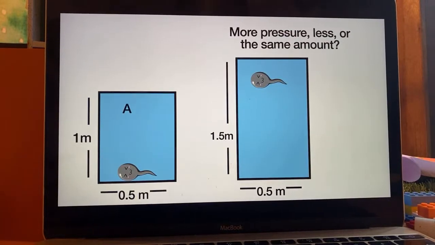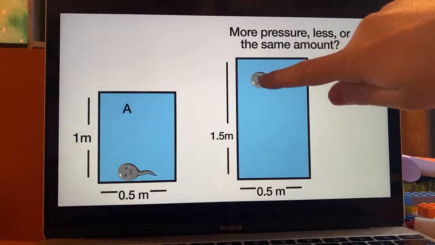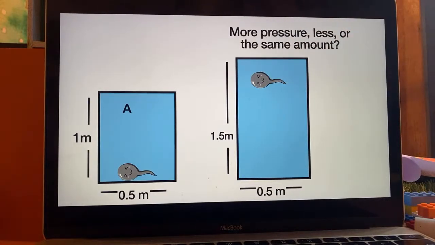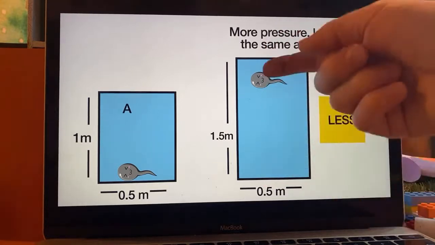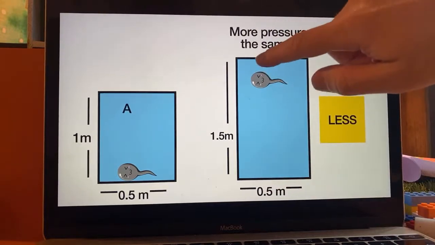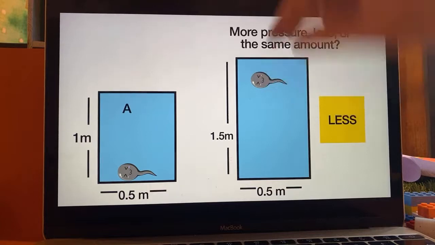And finally, what about this one? The tank is still 1.5 meters, but now the tadpole is floating quite near the surface of the tank. It would be experiencing less pressure because the depth is less, right? It doesn't matter what the water is doing underneath it. We're just looking at the depth it is below the water surface.